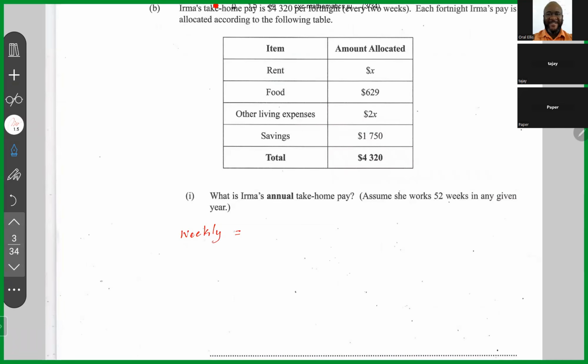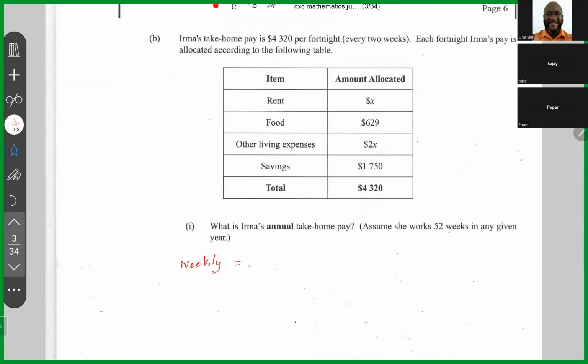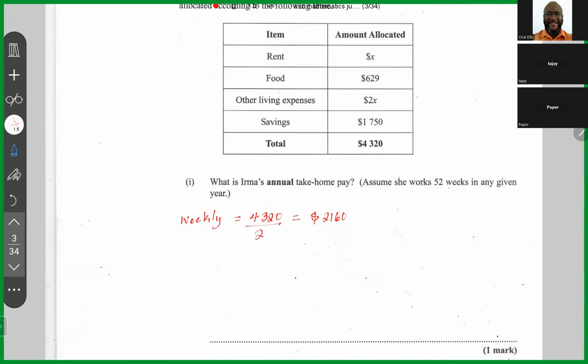Our weekly pay would be 4,320 divided by 2. So 4,320 is what she gets every 2 weeks, so every week she gets 2,160. All right. So now there are 52 weeks in a year, and you're given that information.